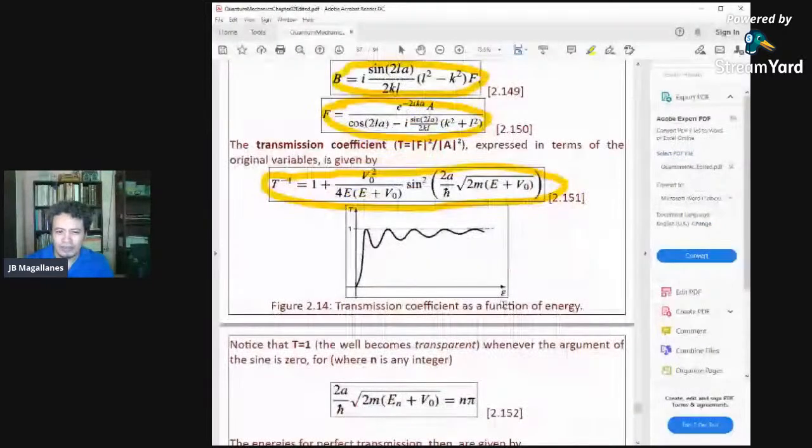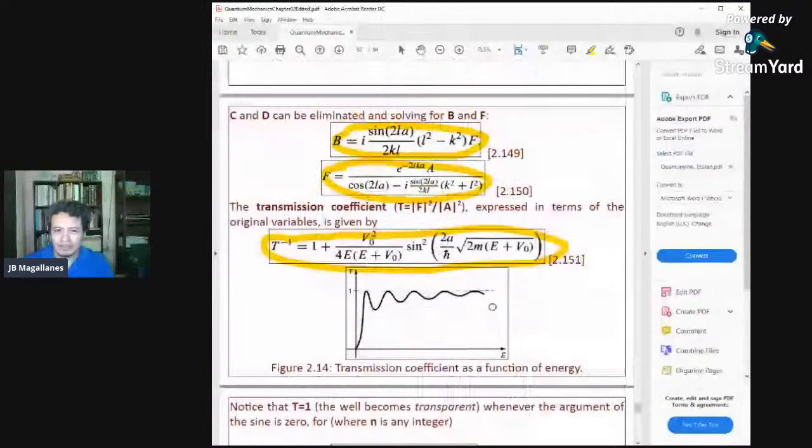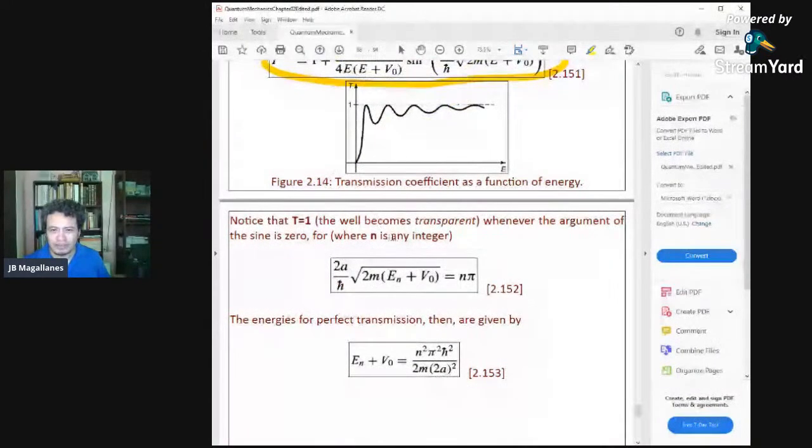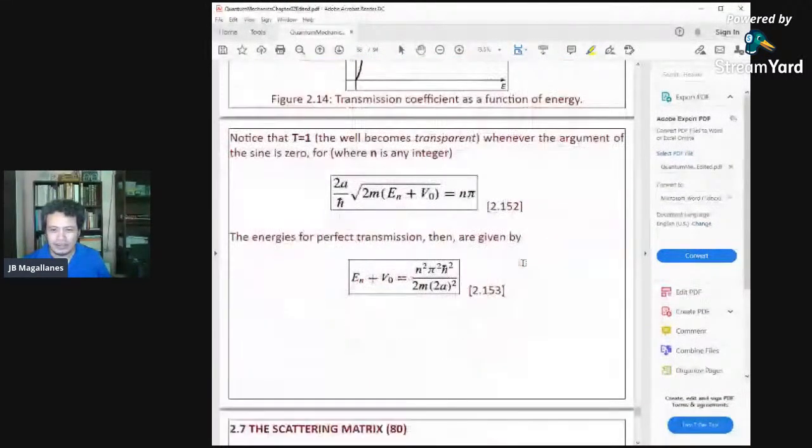Your reflection coefficient would be equal to B squared over A. So you can put the expression for F here, then you can find B squared over A to get the reflection coefficient. So again, the energies for perfect transmission would give you this energy, and this is quite a familiar energy. It's quite familiar for the finite and infinite square well.